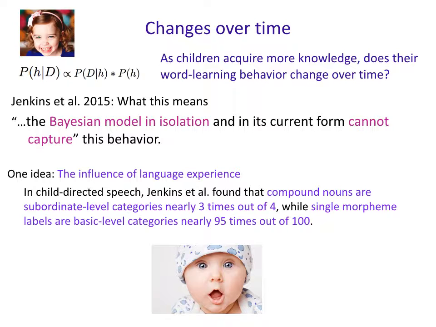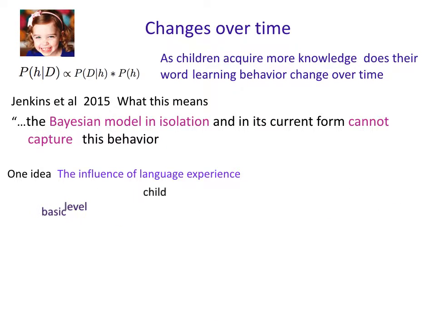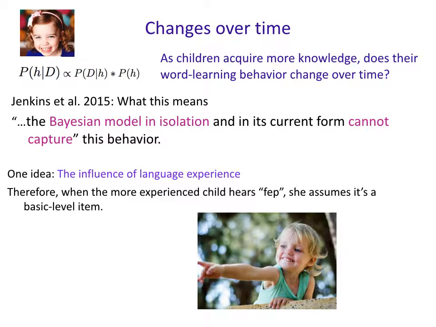So sheepdog, that kind of word, is often subordinate level categories, but single morpheme labels like FEP are basic level categories nearly 95 times out of 100, right? So there's a really strong preference, so that when you hear something like FEP, you might think it's a basic level thing, and you won't have to do any inference over which is more or less likely. You've already developed this language-specific bias for what kind of labels go with what kind of reference. So because of this, the more experienced child in English hears FEP, she assumes it's a basic level item because that's the language bias she's picked up from her language, and she's no longer relying on the relative sizes of sets.